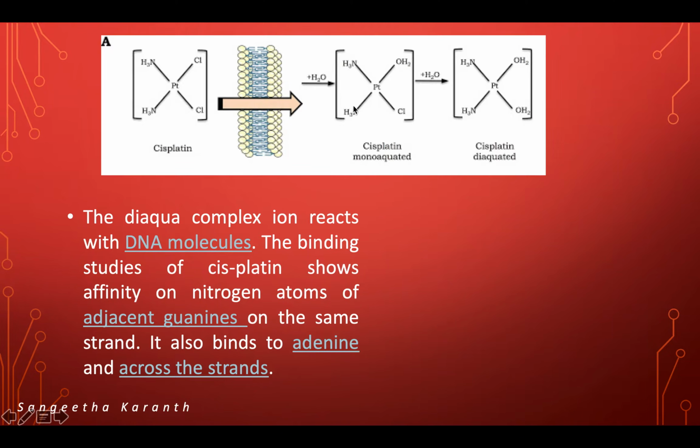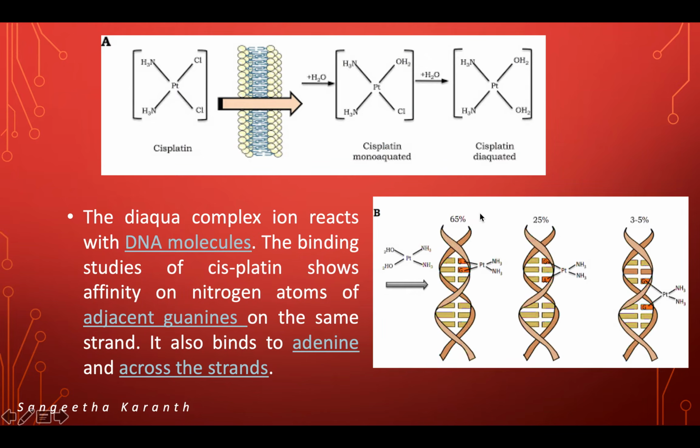So you have two amine ligands, as well as one chloro ligand and one chloro ligand which has been replaced by a water molecule. Again, one more water molecule will replace this chloro ligand also. So we have a platinum complex with two amine ligands and two water ligands, or aqua ligands. Now, once this happens, this cisplatin complex, without the chloro ligands, which are replaced by water ligands, will be coordinating with the DNA.